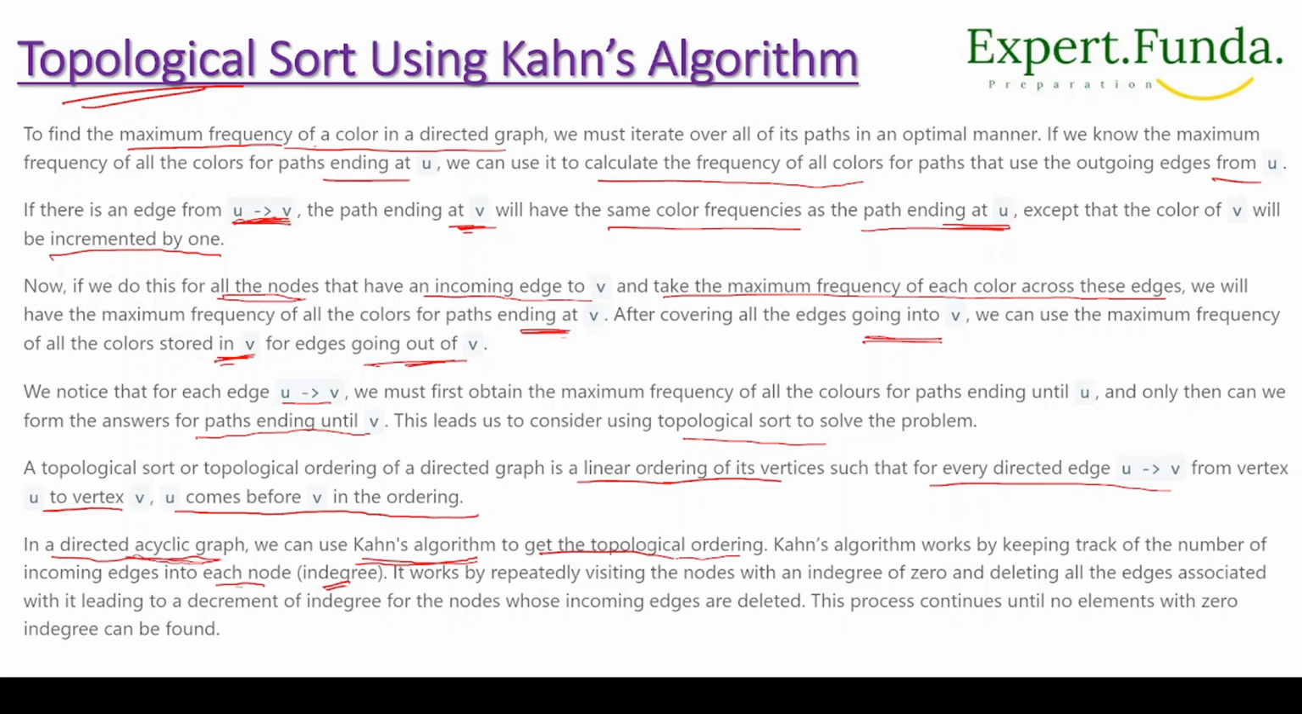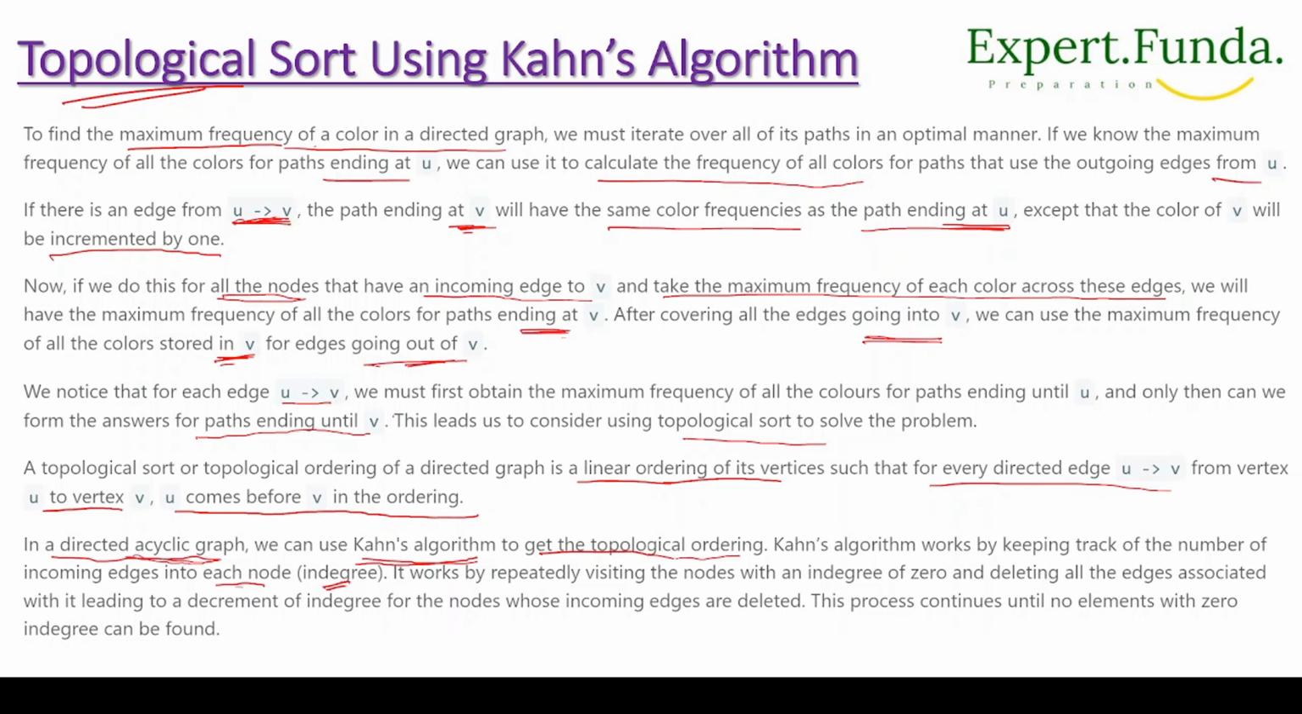So Kahn's algorithm works by keeping track of the number of incoming edges into each node, which is called in-degree. It works by repeatedly visiting the node with an in-degree of 0 and deleting all edges associated with it, leading to a decrement of in-degree for the nodes whose incoming edges are deleted. This process continues until no element with 0 in-degree can be found, right?